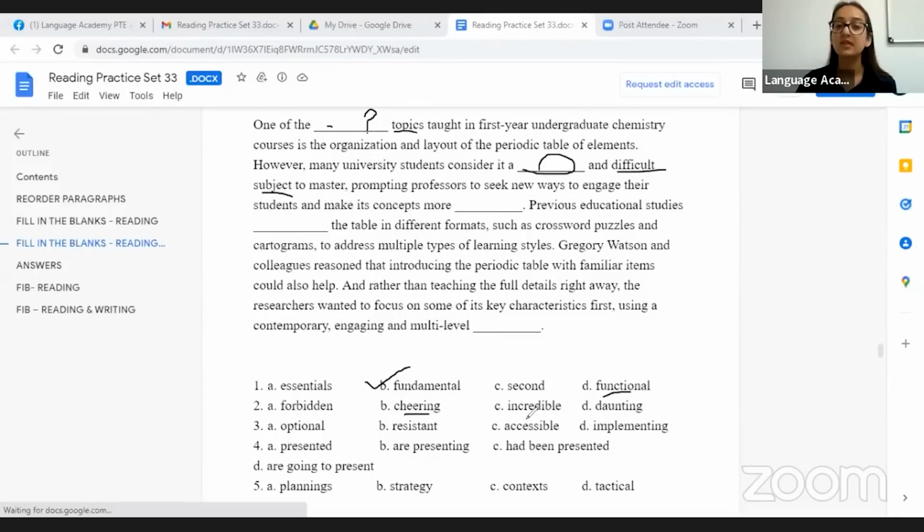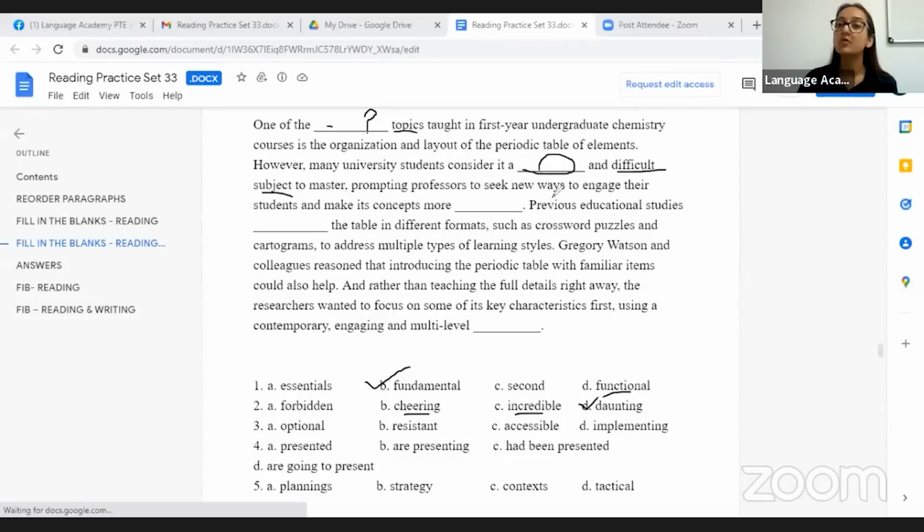Cheering is positive. Incredible is also positive, but as we discussed, we need a negative word. So the only option we are left with is daunting. Even if you don't know the meaning, here's a silly hint: most of the words that start with D are negative words. But you should have eliminated in this case also. So daunting subject. Daunting means something you fear, something you're worried about. So in that sense, we use the word daunting.